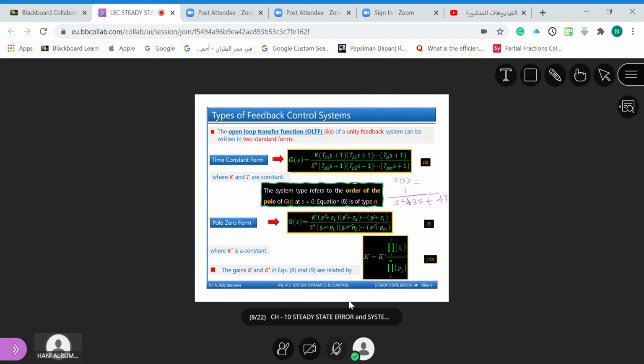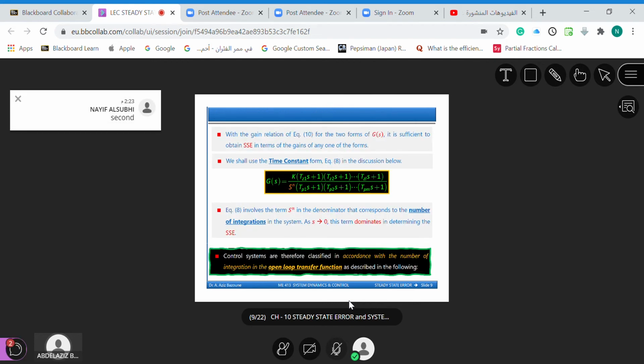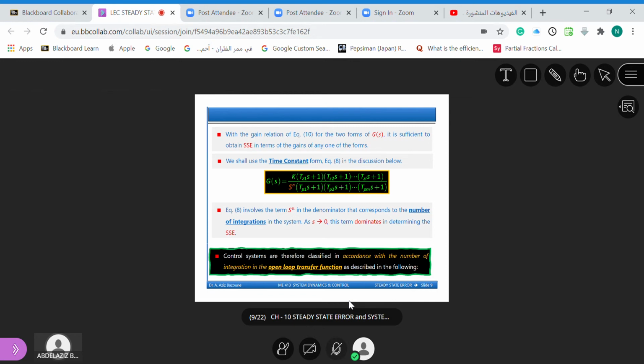Acceleration? Shabab, what is it? Acceleration error or? No, type. We are saying type will be 0, 1, 2, 3, and so on. 2. Let me bring the next slide. So with the gain, Hina, just pay attention. Hina, you will be able to answer this question.